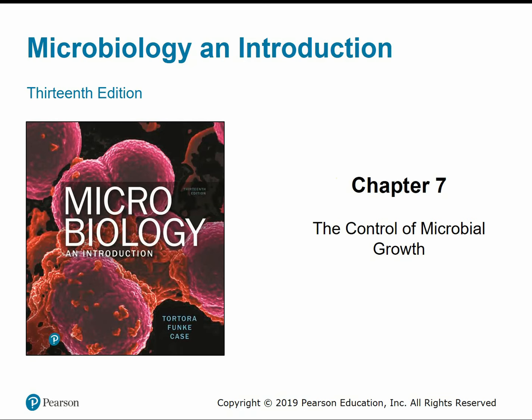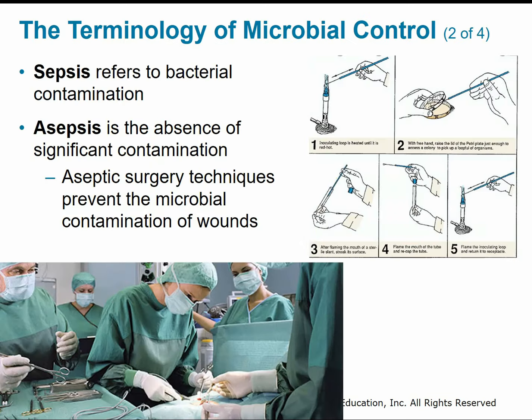This is Chapter 7, the control of microbial growth. So starting out with some vocabulary and terminology of microbial control, looking at sepsis and asepsis. So sepsis refers to a bacterial contamination. So then asepsis, A meaning without, is the absence of significant contamination.